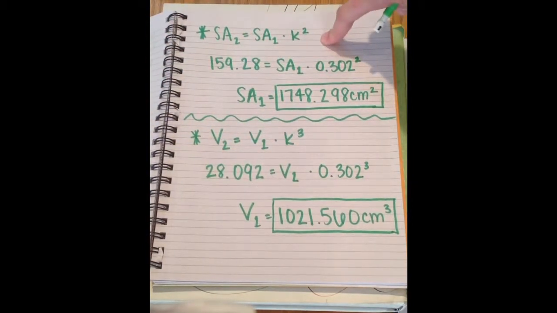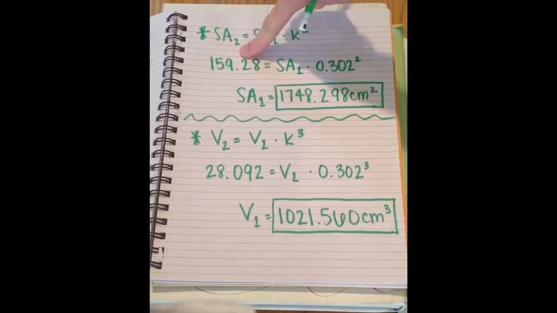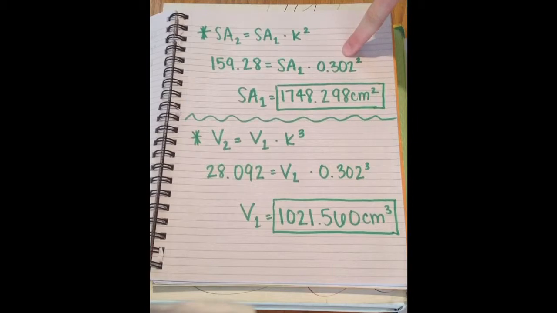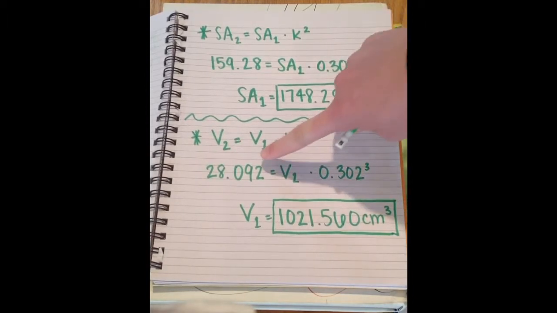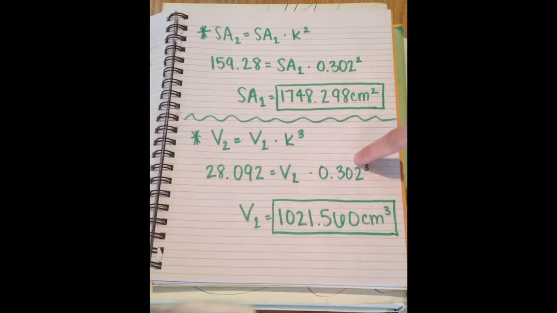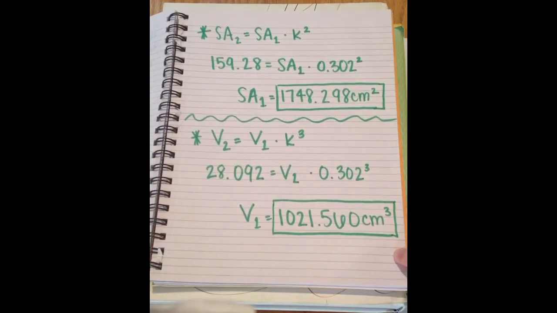So now we just plugged in our values. We plugged in the total surface area for the regular bar and the scale factor into our formula and ended up with the surface area for the mega bar being 1,748.298 centimeters squared. Did the same thing for volume, plugged in our total volume for the regular bar and our found scale factor, and ended up with the volume for the mega-sized Hershey's bar being 1,021.560 centimeters cubed.